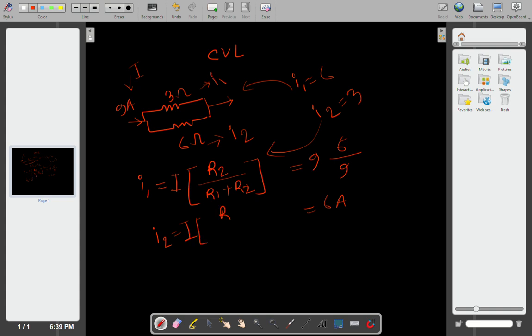is obviously, here is I2, so here it will be R1, so R1 divided by R1 plus R2, which is basically 3 divided by 9, which will be 3 ampere, which will be I2. Now that was a very simple circuit.